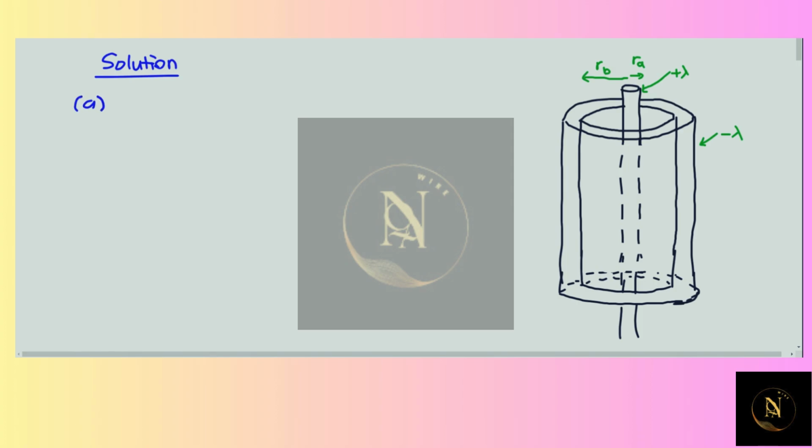Okay, in part A, we want to find the energy density. The energy density formula is half epsilon naught E square. The E here is the electric field. The electric field due to line charge, we are referring to the region inside here, between RA to RB, because that's the space where the electric field is non-zero. The rest are all conductors, so the electric field inside them is zero.